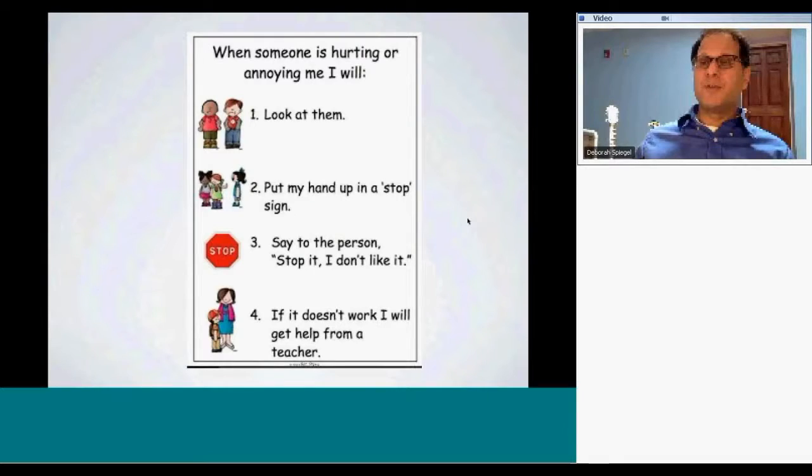This is a very short story. When someone is hurting or annoying me, I will look at them, put my hand up in a stop sign, say to the person, stop it, I don't like it, and if that doesn't work, I will get help from a teacher. So this sort of breaks down what happens, the situation that a child might find themselves in, and using pictures and simple words depicts the situation, what you can do, how it would feel, and what to do in that particular situation.